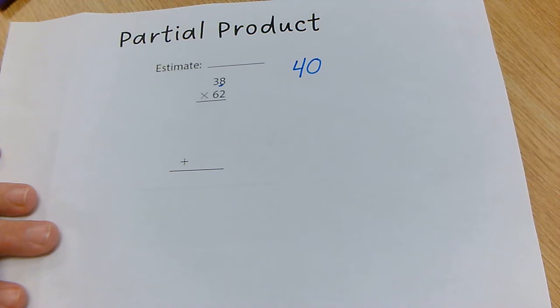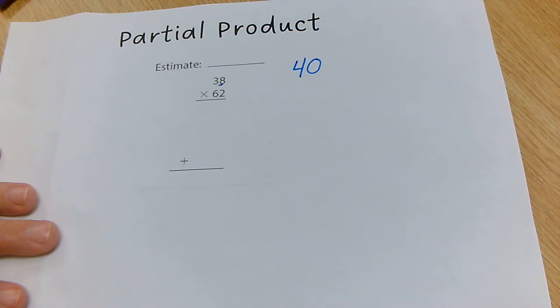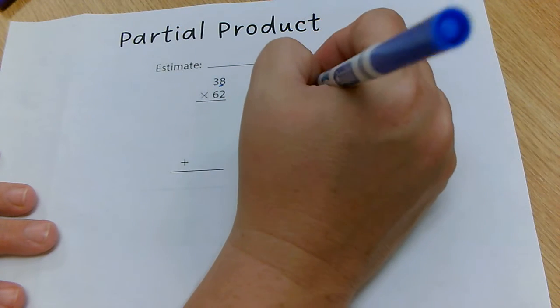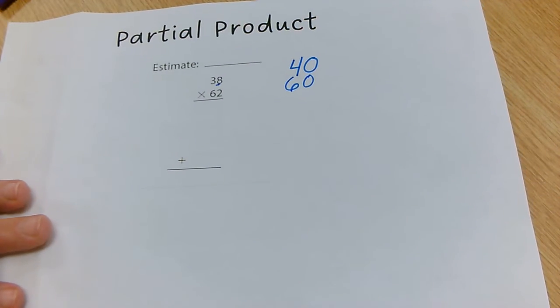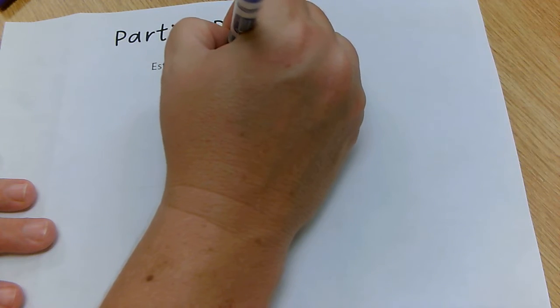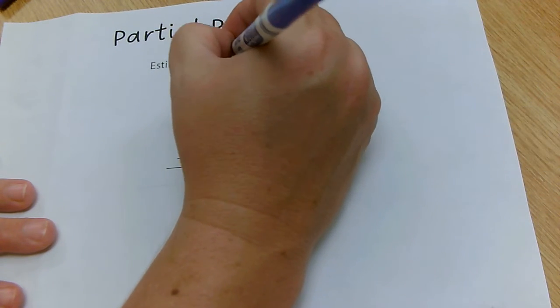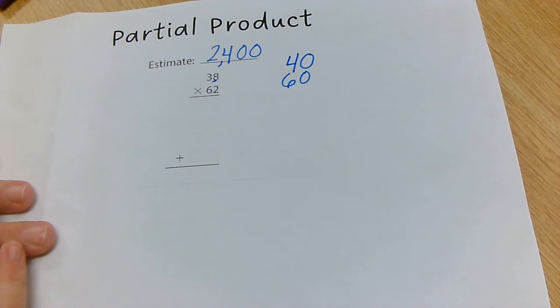62 rounded to the nearest 10, I'm going to look, the 2 is going to tell the 6 to do what? Well, you should say the 6 to rest. So the 6 is going to stay, and then it's going to be a 0. So now I'm going to say 40 times 60. Well, I know that 4 times 6 is 24. And then I have 2 zeros here, so I'm going to put those on the end. So 40 times 60 is 2,400.